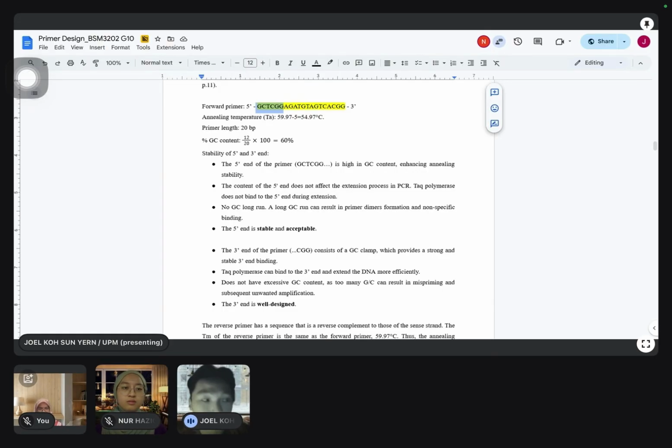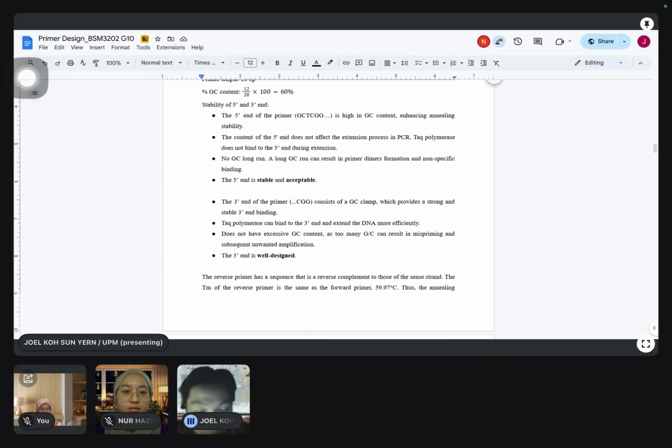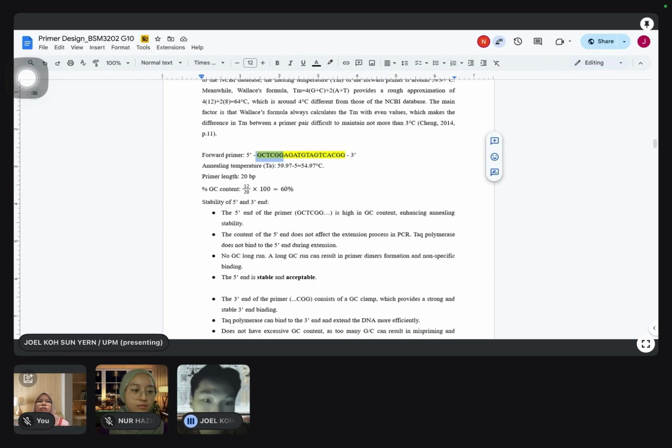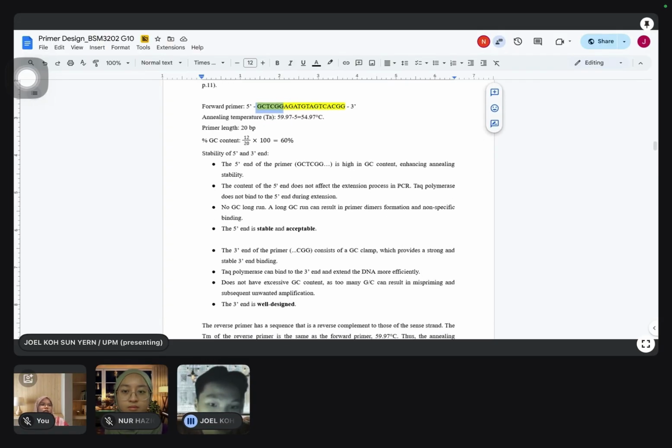Okay, so not only the formation of primer dimer and also the hairpin structure, it can also form the secondary annealing, which is the non-specific binding of the primer to a non-specific position of the gene of the template. So this is not favorable as well. So overall, the sequence is stable and acceptable because there's no GC long run, and the GC content is within the acceptable range, and it forms a stable binding, a stable annealing process. So yeah, the forward primer is stable.